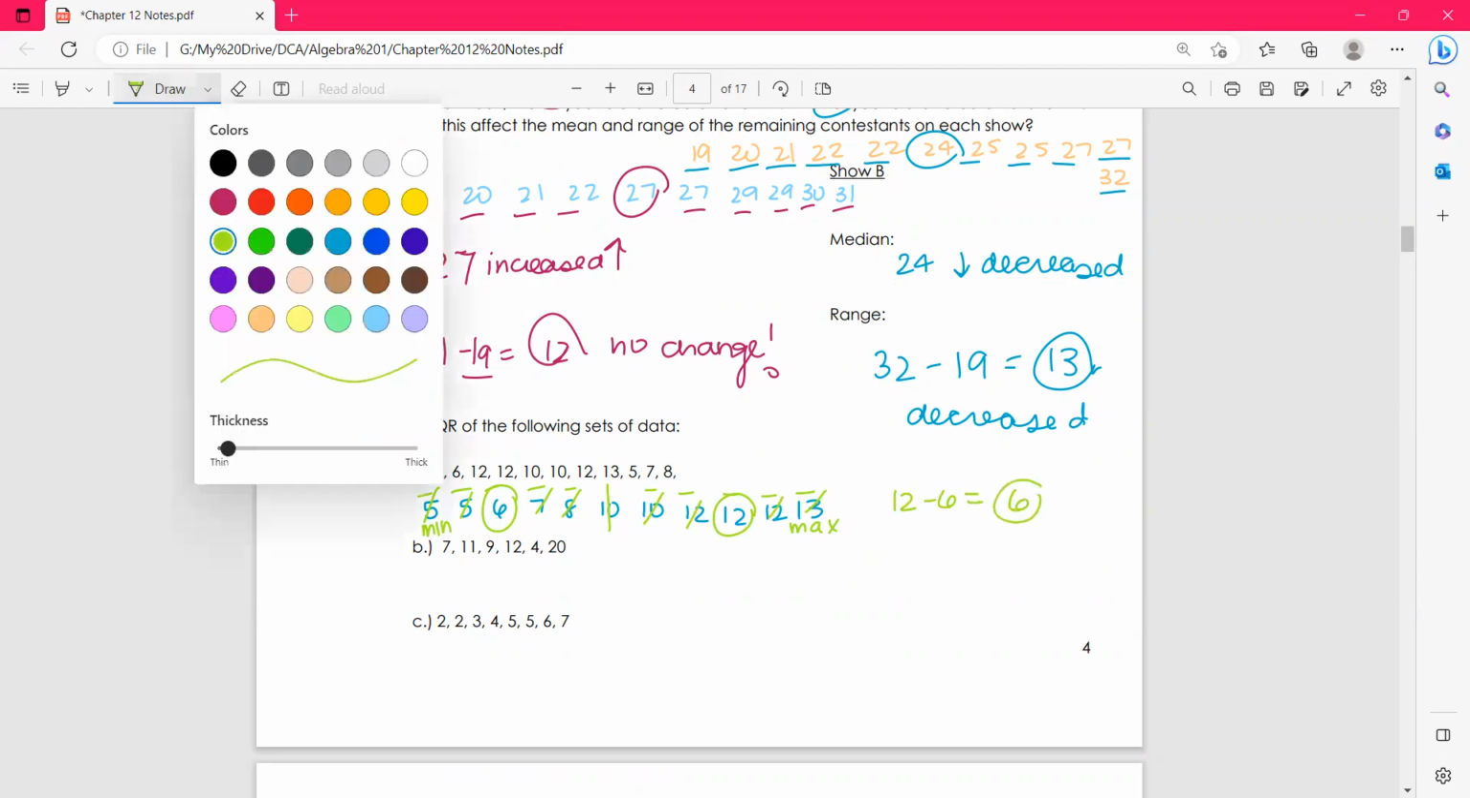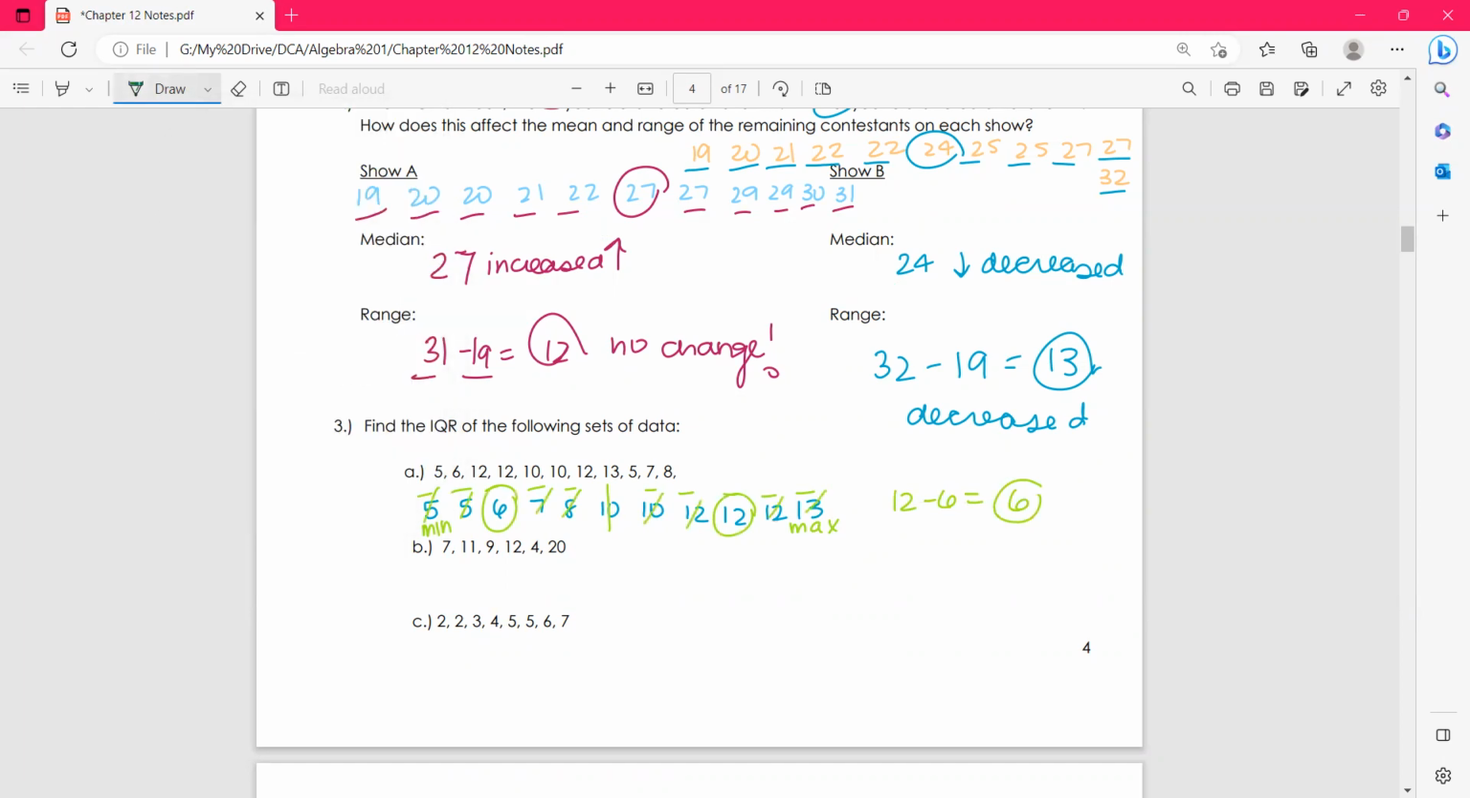Here's B, put them in order. Here's my min. Here's my max. Find the median. It's 10 right in the middle. Find Q1. It's 7. Q3 is 12. IQR is 5. And then see, my min is here at 2.